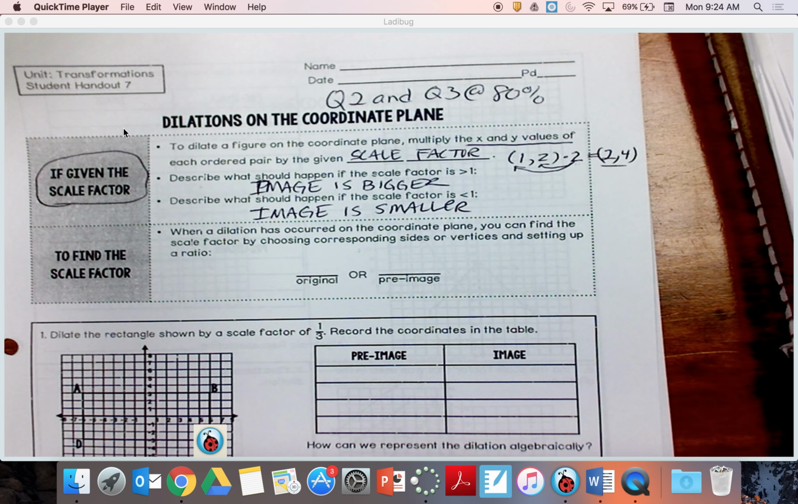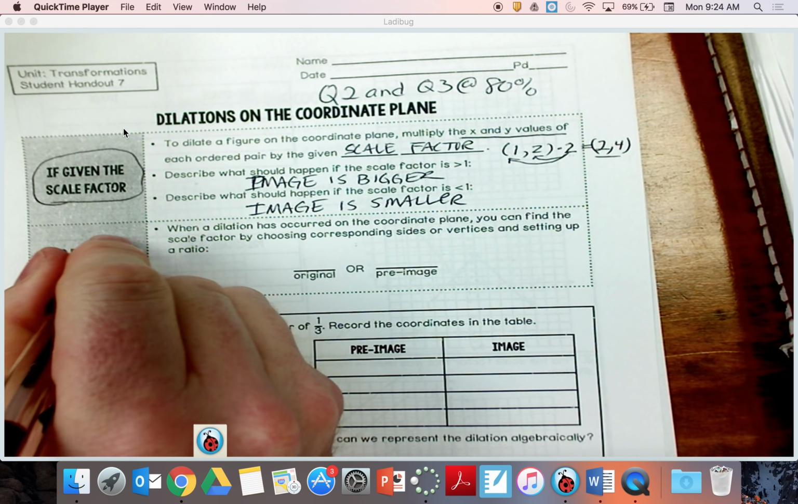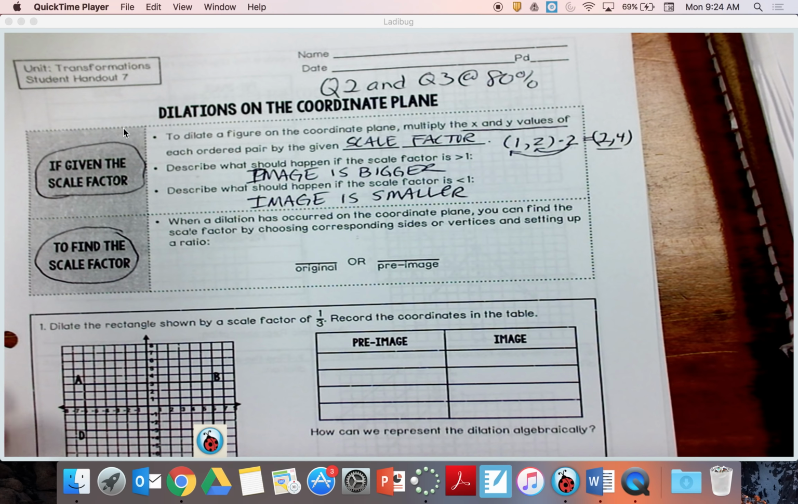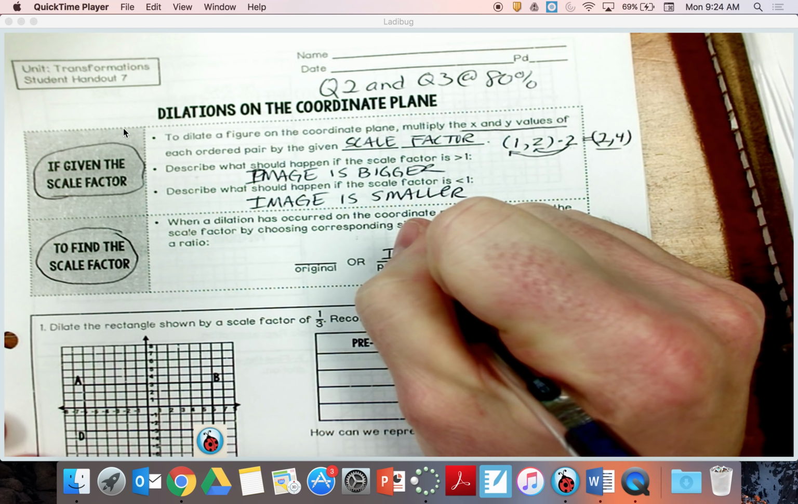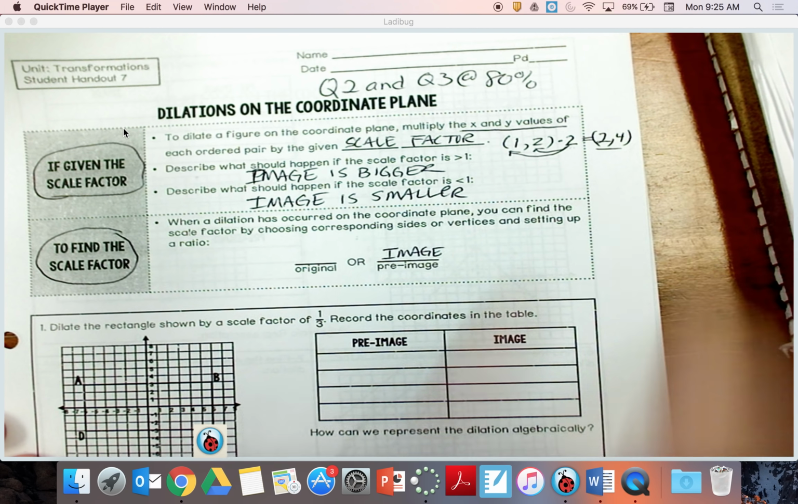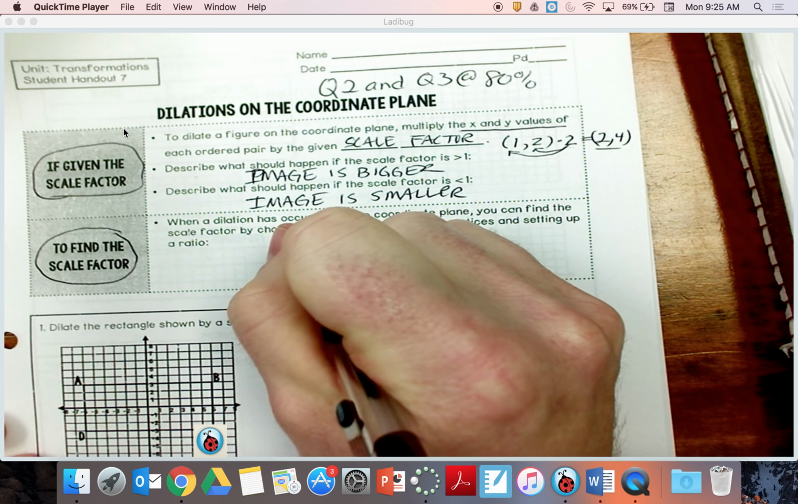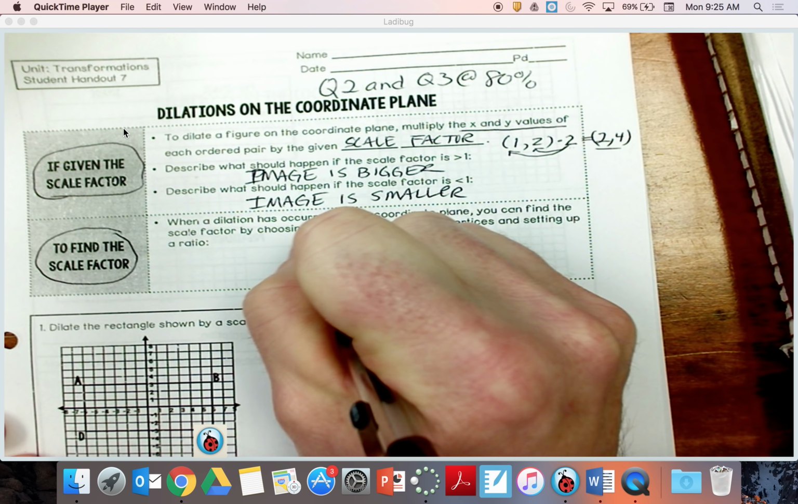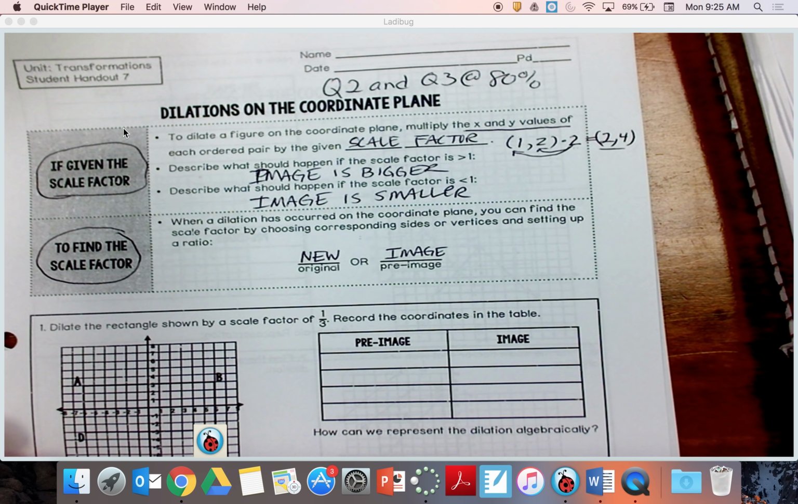Okay? Well, what happens when I have a few things where it says take your two pictures and find the scale factor? Well, if you remember the formula that we use, it is the image divided by the pre-image, or the new over the old or the original.